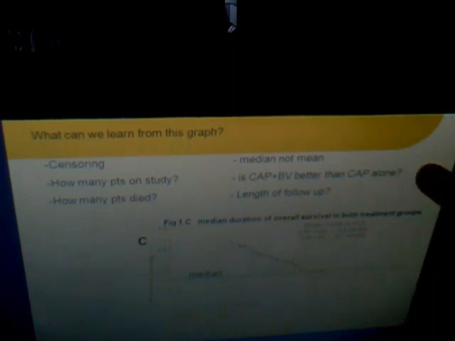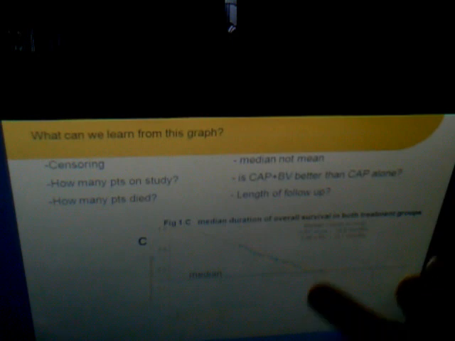These are just some questions to consider when you're looking at that graph. I'm just getting you to think about how the number of patients decreases over time, how you have few patients left here. Is cap plus bevacizumab better than cap alone? Probably not. What was the length of follow-up? You can see that they were following patients for a little over a year. And median, not the mean, is an important part there as well. And the censoring is indicated there with a little vertical tick in this case.